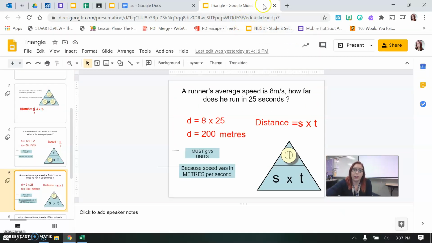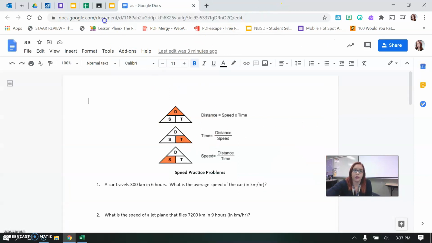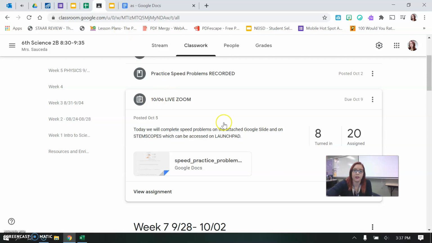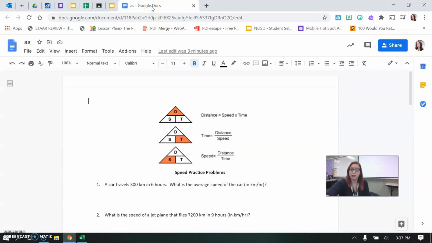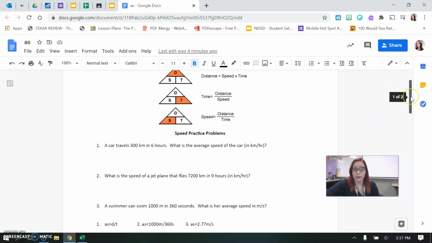So you're going to go ahead and do your problems independently on your worksheet. So if you're in Google Classroom, 10:06 live Zoom, you'll click on the Google Doc with your name on there. I'll do the first one, I'll do 2 of them with you, and then you'll do the rest independently. And turn this in when you're done.